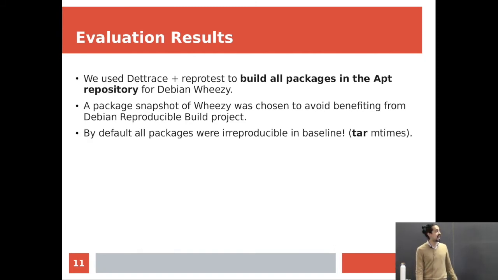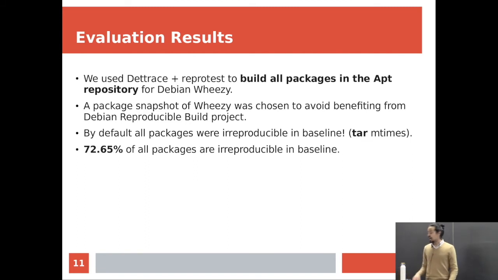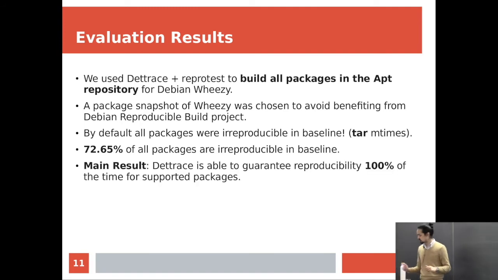One thing to note: by default, when we ran this experiment without using Dettrace to see how many packages were irreproducible, we saw that all of them ended up being irreproducible, because tar actually inserts the modified times into deb packages, and that makes the bits look different when you hash it. Of course, we fixed that, and once you get around that, you see that 72.65% of all packages on baseline, that is no Dettrace, are irreproducible. Our main result is that using Dettrace, we were able to guarantee reproducibility for 100% of all the packages that we support.